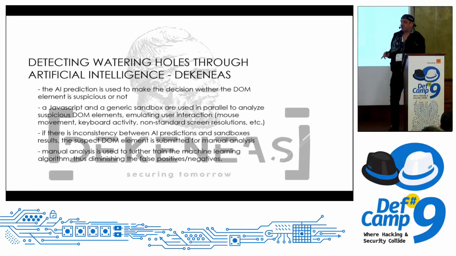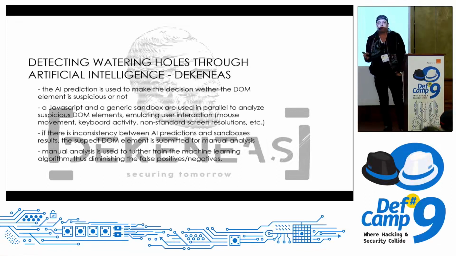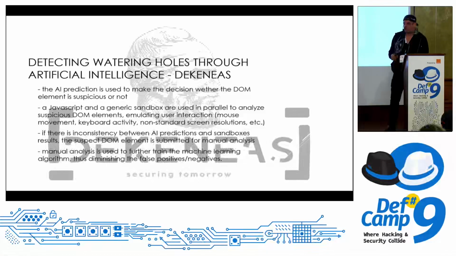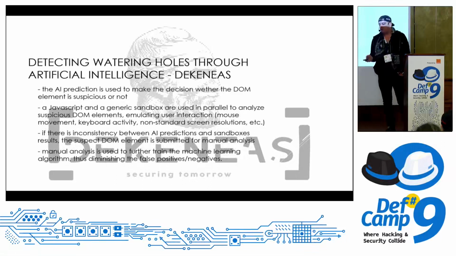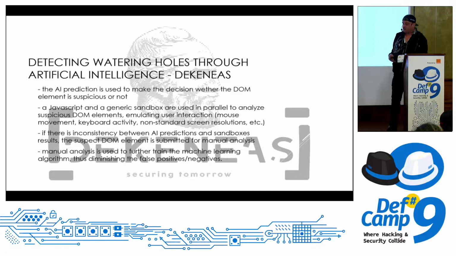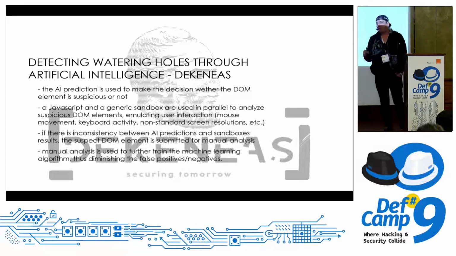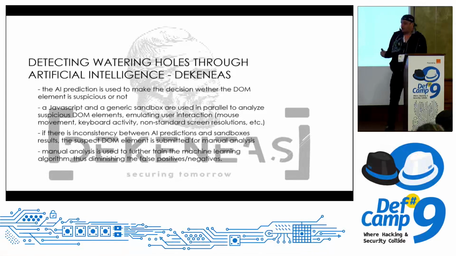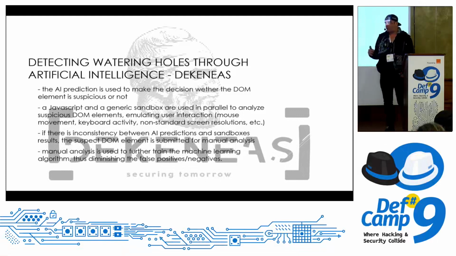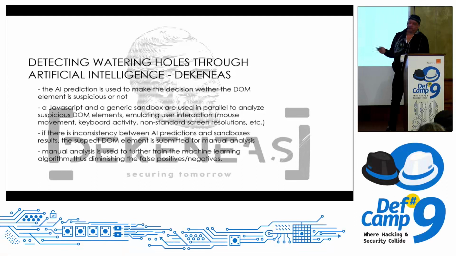A JavaScript and a generic sandbox are used in parallel to analyze the suspicious DOM elements, emulating user interactions in order to evade anti-analysis techniques employed, such as mouse movement, keyboard activity, non-standard screen resolutions, etc. So if there is any inconsistency between artificial intelligence predictions and the sandbox's results, the suspected DOM element is submitted for manual analysis. So we can train the machine learning algorithm furthermore, diminishing the false positives and false negatives rate.